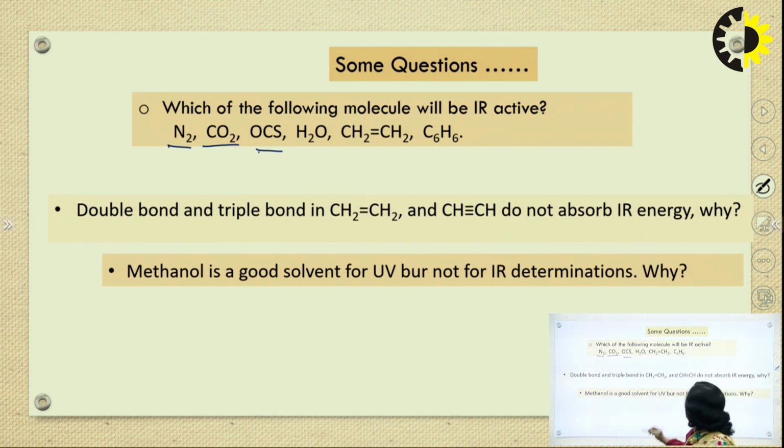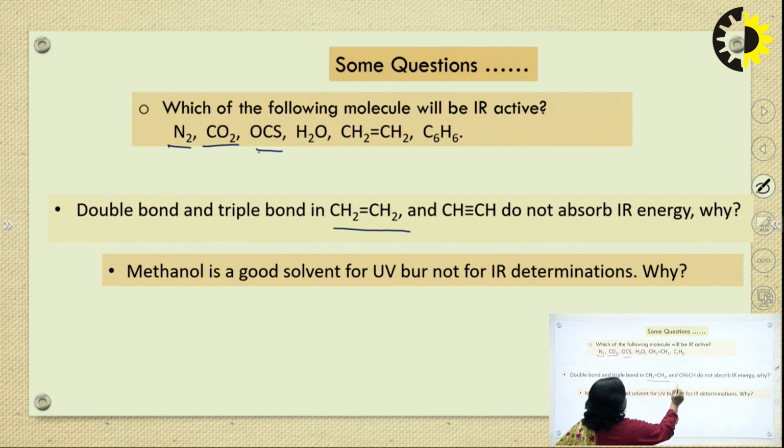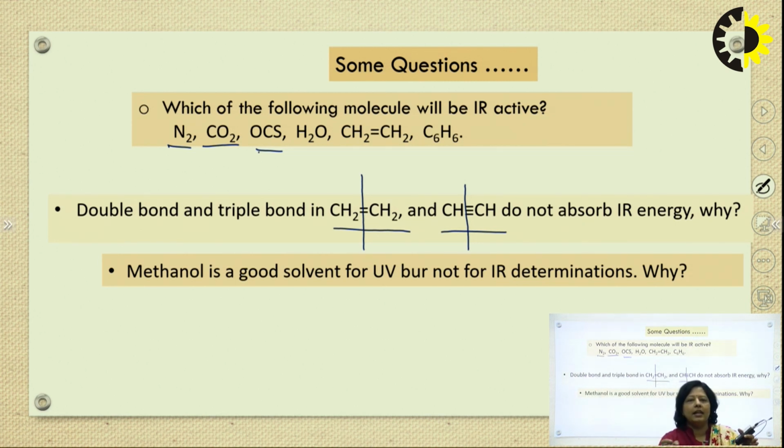CH2=CH2 and CH≡CH are symmetrical molecules that can be cut into two equal halves. They are similar to any homodiatomic molecule, so again they are not IR active. Then C6H6 shows IR activity. Although it is a symmetrical molecule, it also has different kinds of vibrations, so it is IR active.